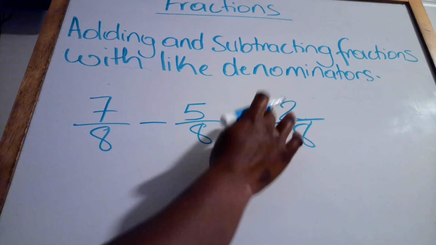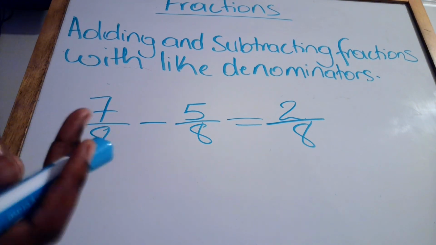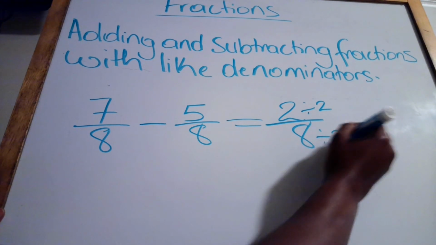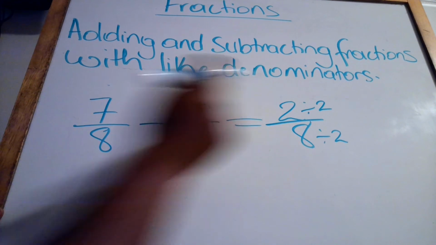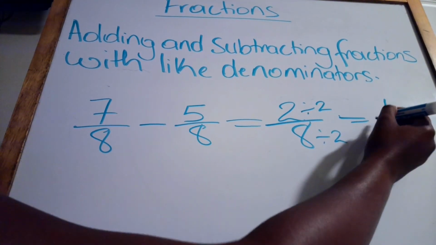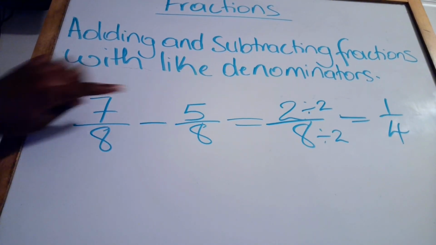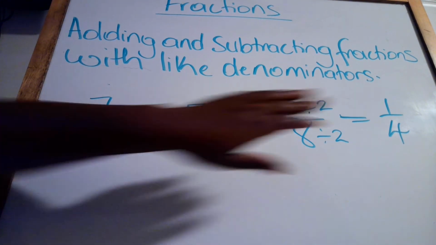So, for example, here we have 2 and 8. 2 can go into itself and 2 can go into 8, so we can divide by 2. So we divide both numbers by 2, the numerator and the denominator. 2 divided by 2, that's 1. 8 divided by 2, that's going to give us 4. So what is this saying? 7/8 take 5/8 is going to give us 1/4.